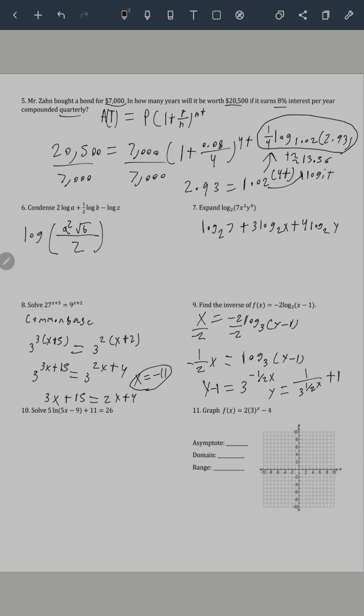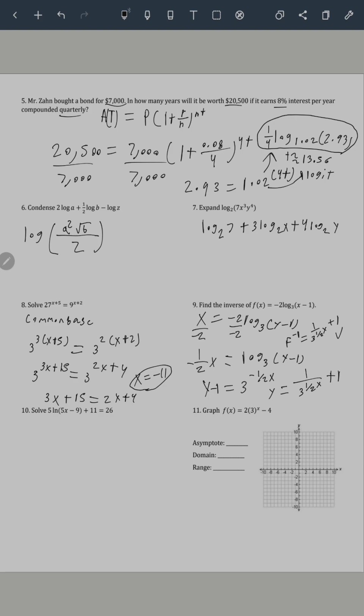Now we have our final answer, which is going to be f to the power of negative 1 equals 1 over 3 to the power of 1 over 2x plus 1. That is our final answer, check mark. There we go. Oh my god, that was a long one, boys.